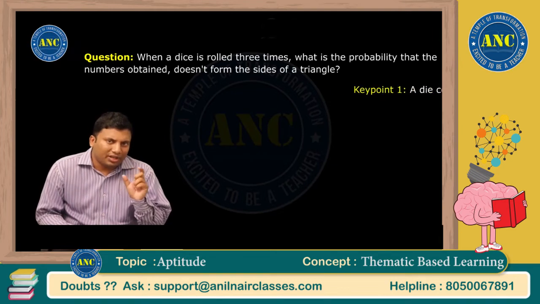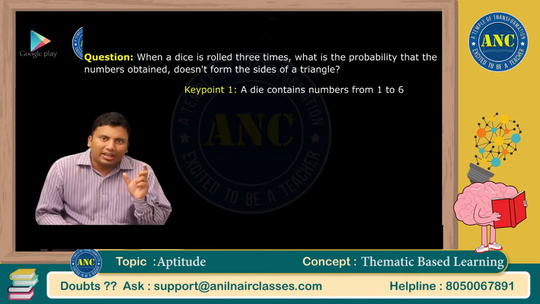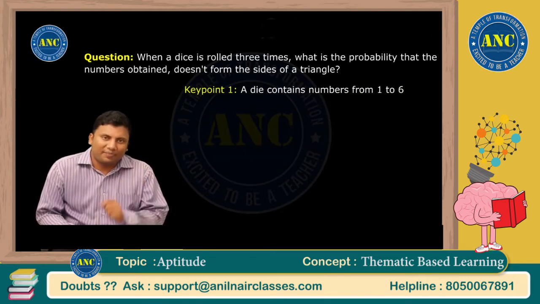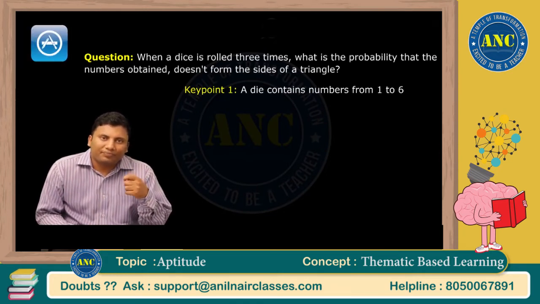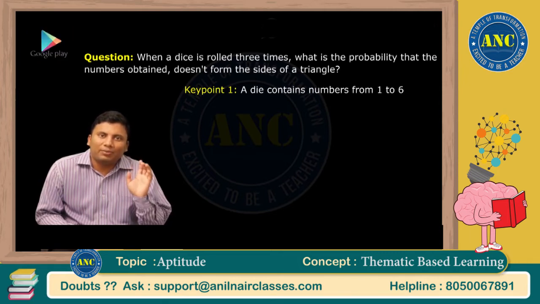Key point 1. It is a die. In a die, the numbers will range from 1 to 6. 3 times a die is rolled. Suppose I get a number after rolling it for the first time, I'll call that a variable x.